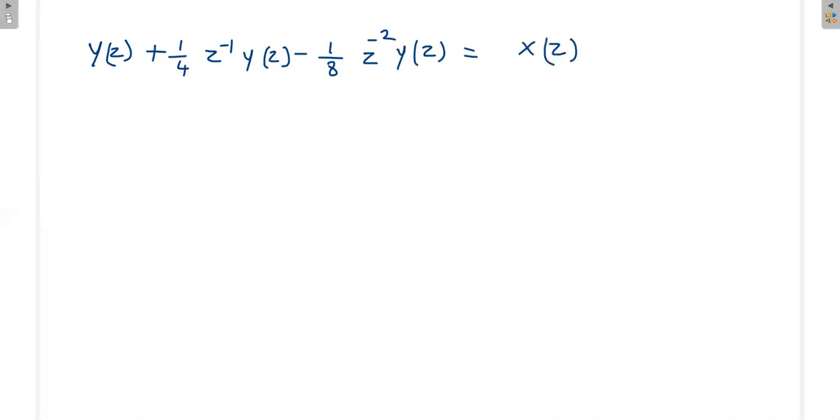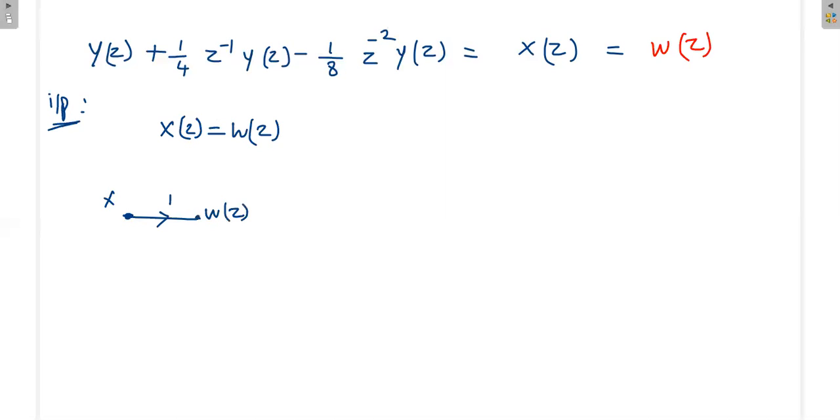We know that for direct form 1 structure, whenever it is in this format, we'll be assigning some new variable, that is W of z. Then take the input function and output function separately. First, with the input function, that is X of z is equal to W of z. So we can represent this as X of z multiplied with 1 is W of z. It's like temporarily we are using W of z.